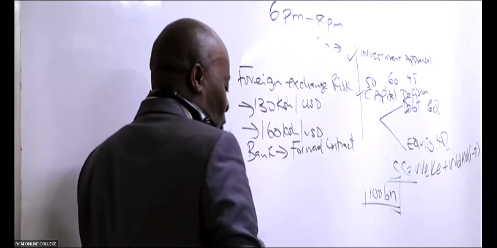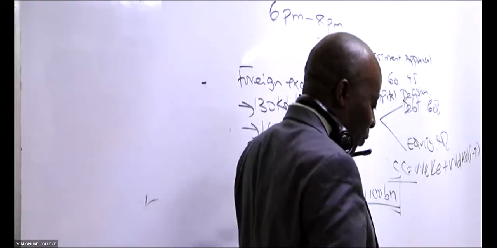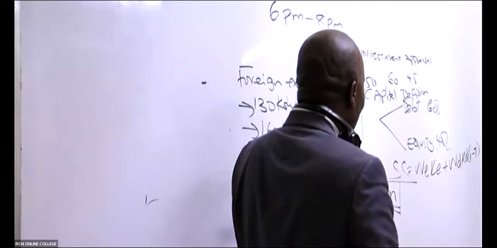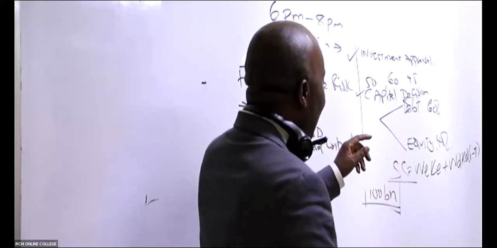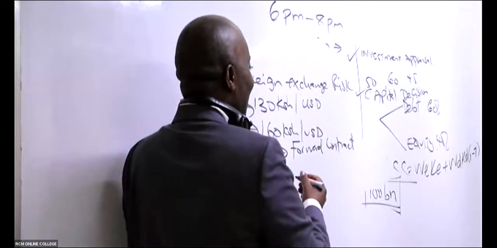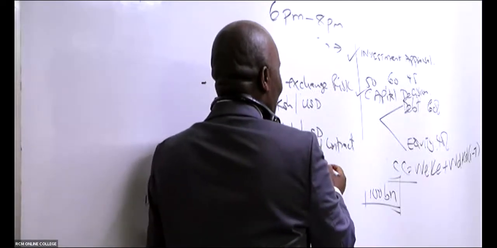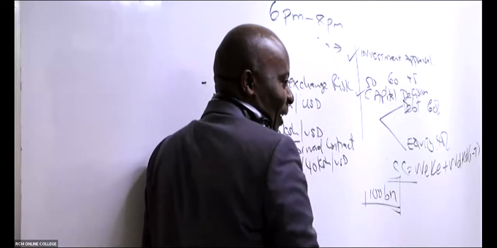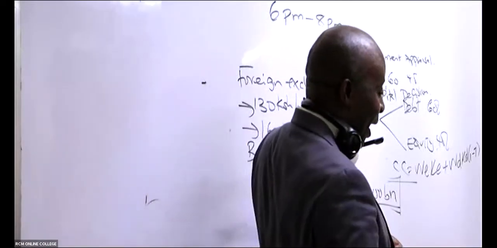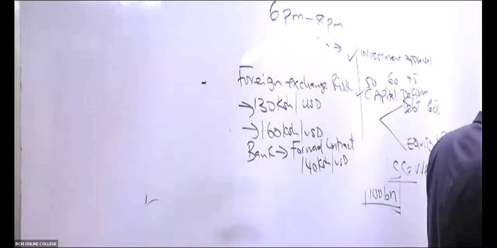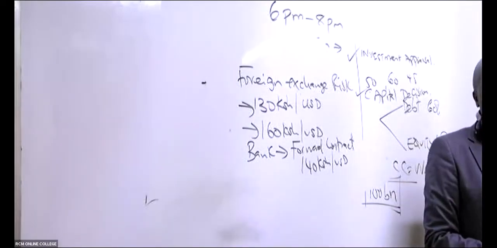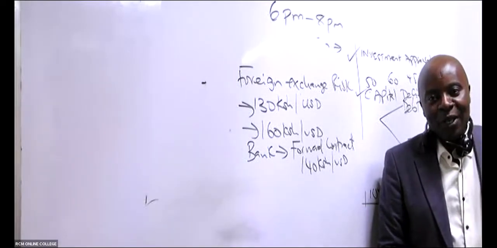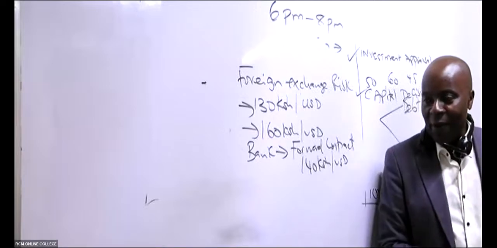So under a forward contract, we shall be able to agree with the bank that when I will be buying this particular item in 2 months' time, I would want my rate to be locked at 140 Kenya shillings per US dollar. When that 2 months comes, we go back to James Mwangi. Of course, we have a contract with James Mwangi.